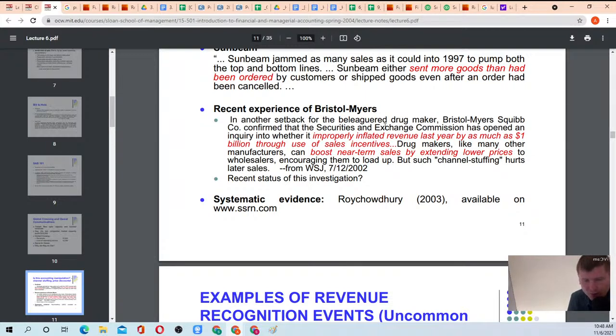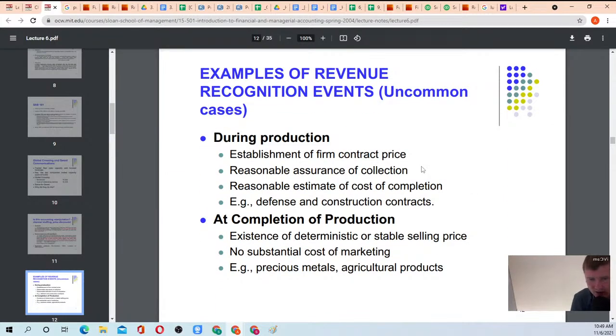Okay, and there is one more example when Bristol Myers, the pharma company, inflated revenue by as much as 1 billion through use of sales incentives. So most likely they provided very huge discounts to their customers, and that helped them boost their near-term sales by extending lower prices. So probably they were shipping a lot of stuff to the customers and recognizing revenue based on the gross amount, based on the standard sales price. However, later they promised some incentive to the customer. So they basically returned like half of the price to the customer and reflected it somewhere in the cost of sales. So that resulted in a revenue overstatement.